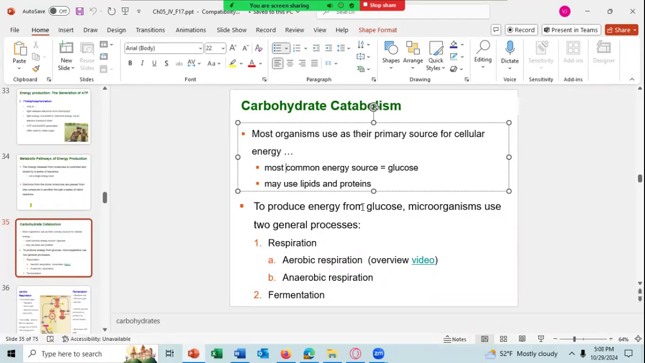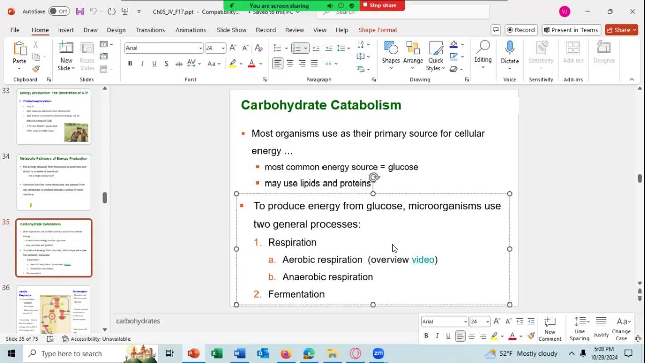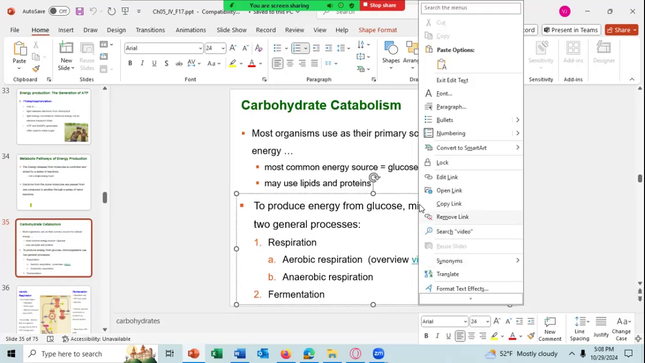All right, to produce energy from glucose, microorganisms use two general processes. They can use respiration and they can use fermentation. Now, respiration has two forms, aerobic respiration and anaerobic respiration. And in this lesson, we'll talk about both of them, primarily focusing on aerobic respiration. Any question about any of that?